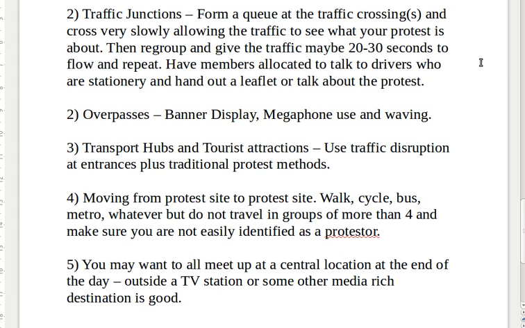At transport hubs and tourist attractions, the important thing is not to go inside. If you go inside, then you've got all the problems with trespass, you've got all the problems with behaviour in a public place, all the rest of it.